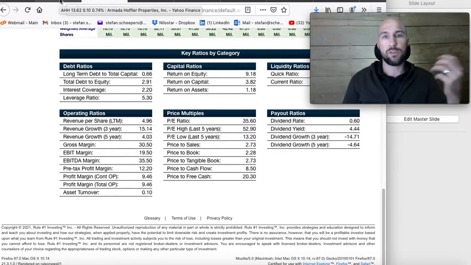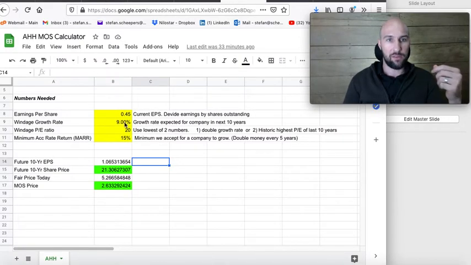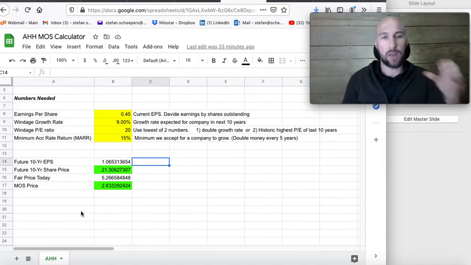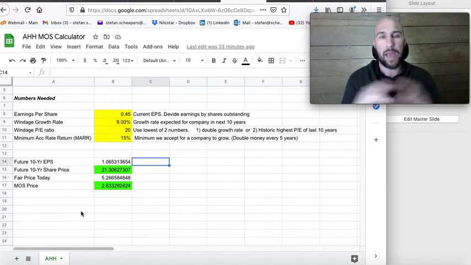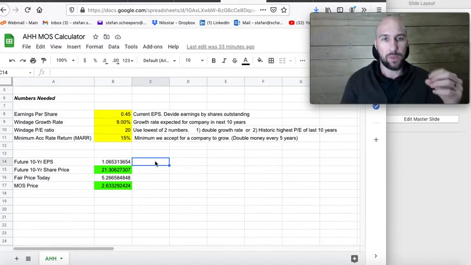So I used 9. Let's put in 9 there for my Windage growth rate, and then your Windage PE ratio. That is not the current PE ratio or the last 10 years PE ratio, but an average PE ratio that you can work out. There are 2 ways you can work it out. The first way is you can double the growth rate. So you double this one and you get to 18. Or you can use the historic highest PE for the last 10 years.